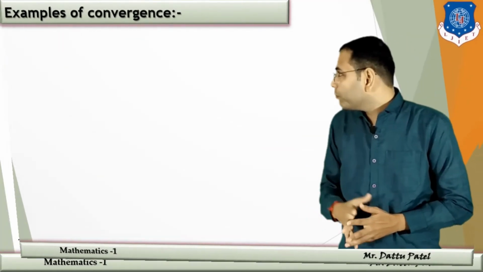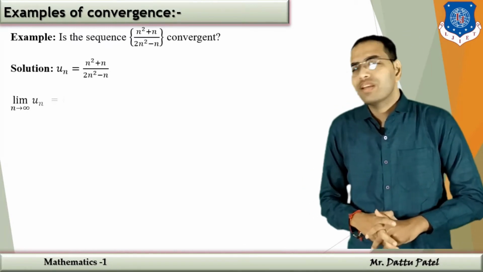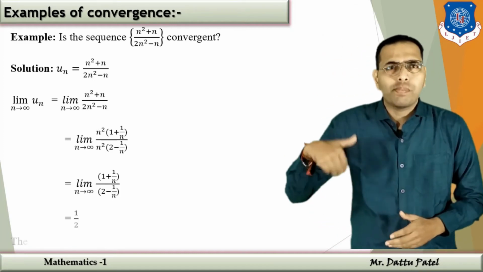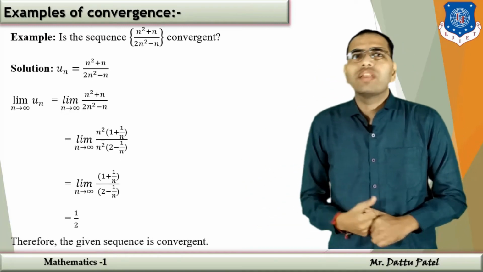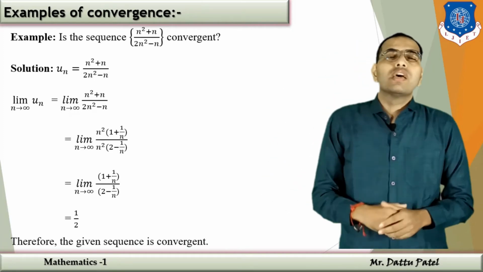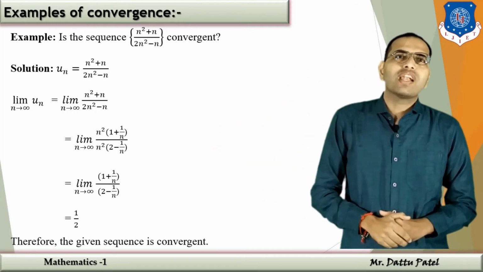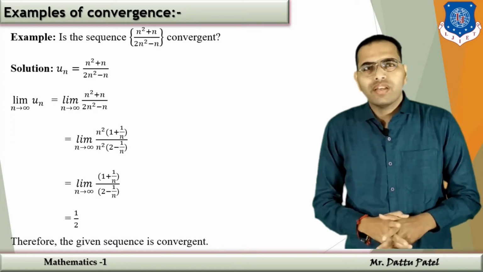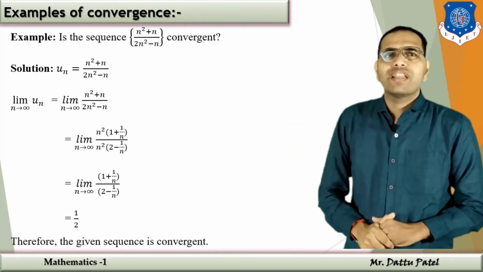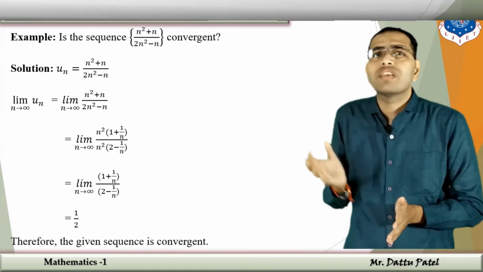Now let's see one more example of a sequence. Is the sequence (n square plus n) upon (2n square minus n) convergent? Now our u_n is equal to n square plus n upon 2n square minus n. Now applying the limit n tends to infinity to u_n. In this example, n square is common in the numerator and denominator and cancels out, then we get limit n tends to infinity of 1 plus 1 upon n, and the denominator has 2 minus 1 upon n. Now we apply n tends to infinity, then we get 1 by 2, which is also a finite answer. If our limit is finite, then we can say that the given sequence is convergent.